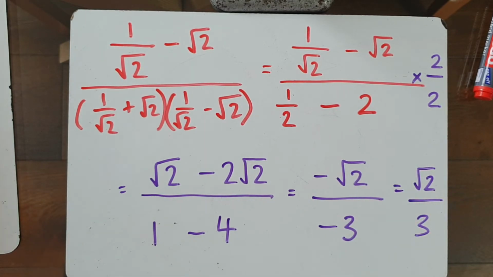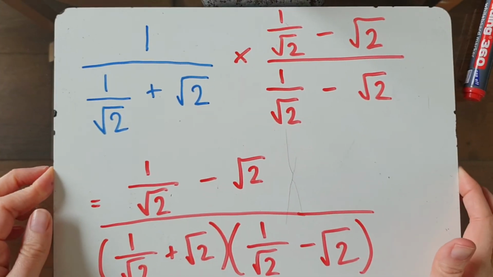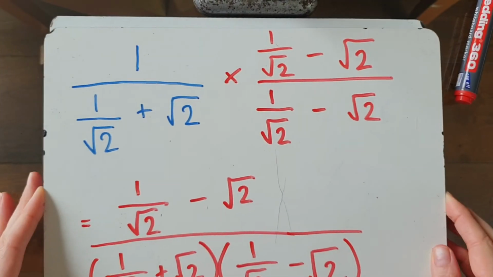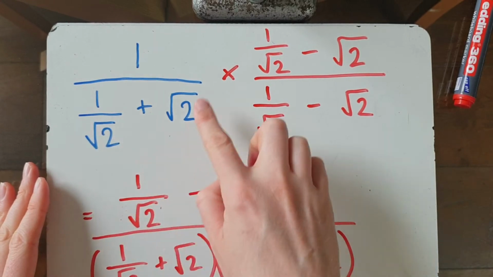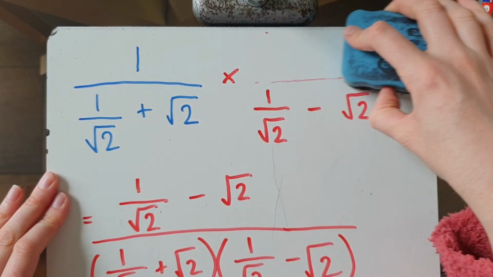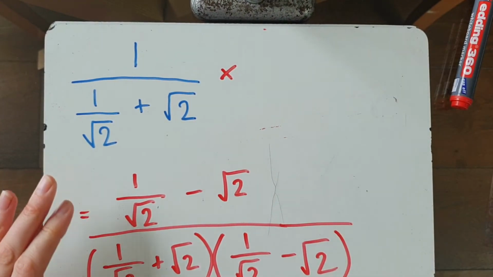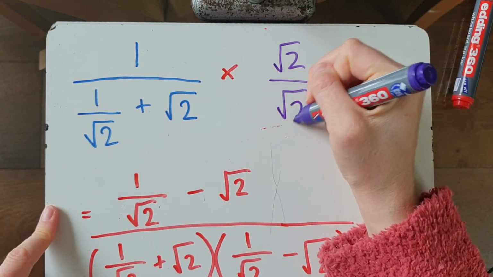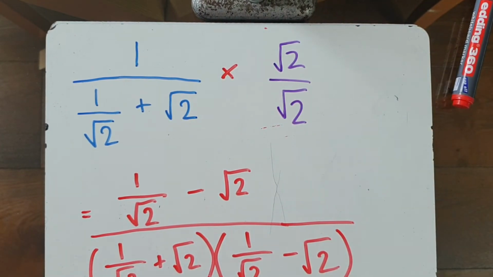So I do end up with the same answer, but it's not very nice. It's a really long method. Look at how much working we've had to do to get there. It is much simpler at the beginning here to just multiply by root 2 over root 2 and then work from there.